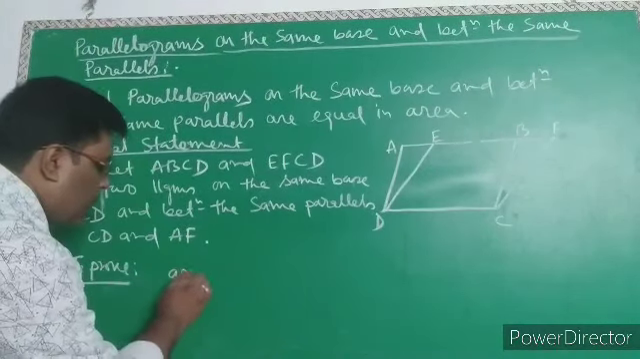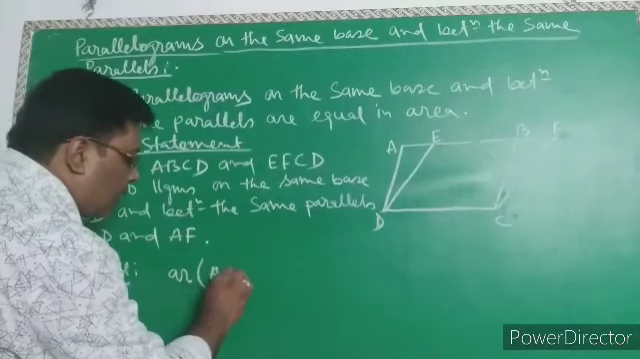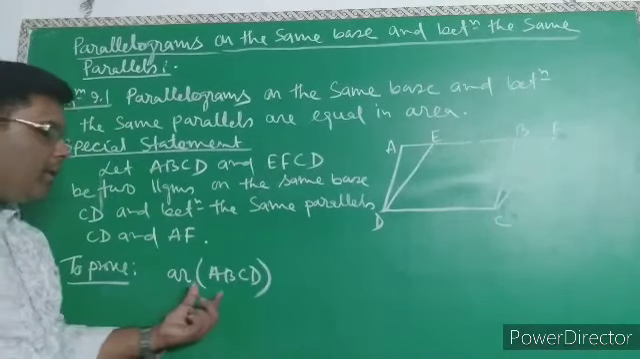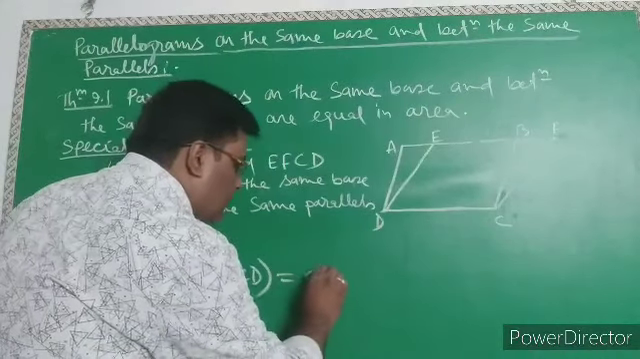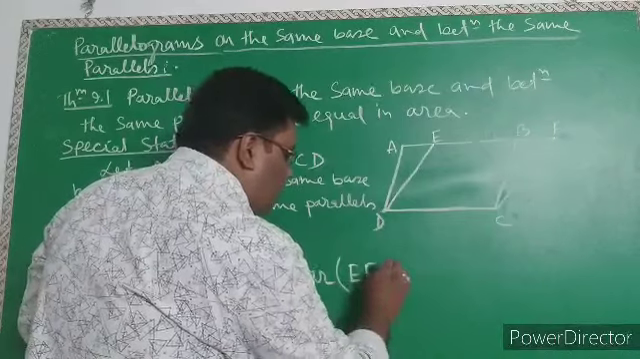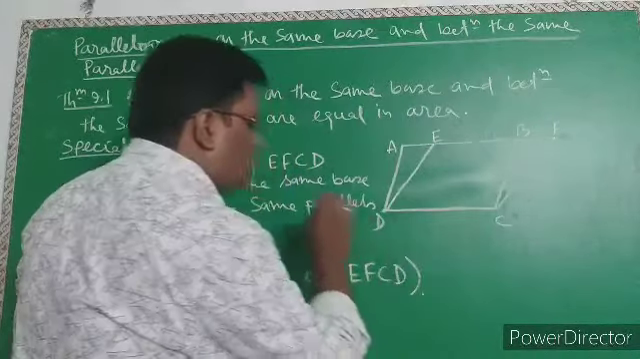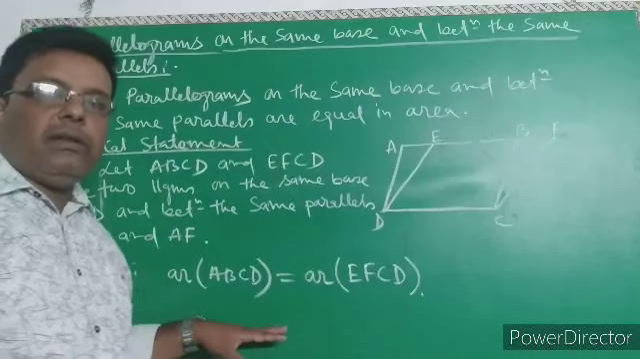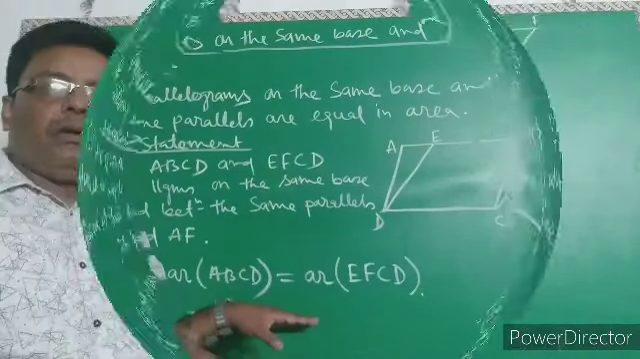So to prove, what do I have to prove? Area of ABCD is equal to area of EFCD. Now we have to prove it. Now see the proof part here.